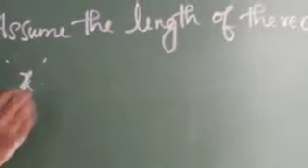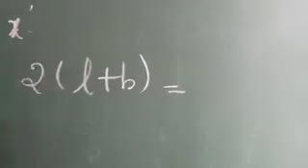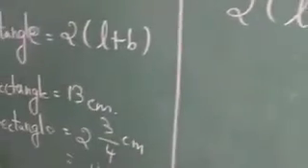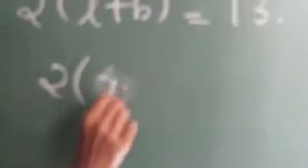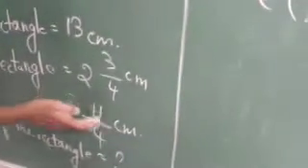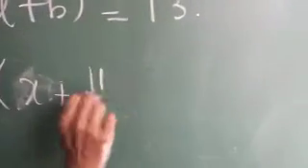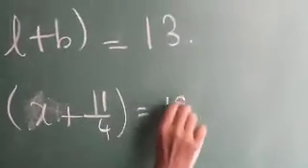So what is the perimeter of the rectangle formula? 2 into (L plus B). Which is equal to what is given as the perimeter of the rectangle? The value is 13. So now in the next step you substitute the values. Length you have to find out. Here we have considered the length of the rectangle as x. So x plus the breadth value, both the breadth and width are same. The breadth value is 11 by 4 centimeter, which is equal to 13.